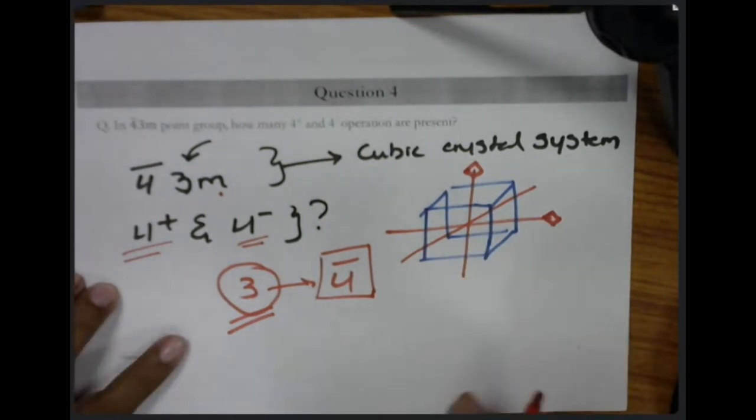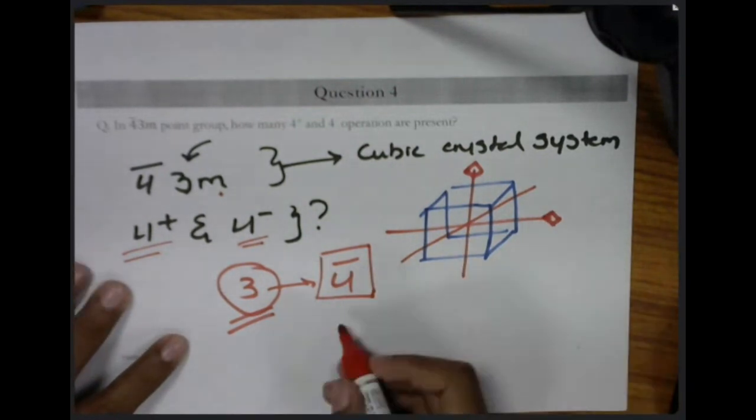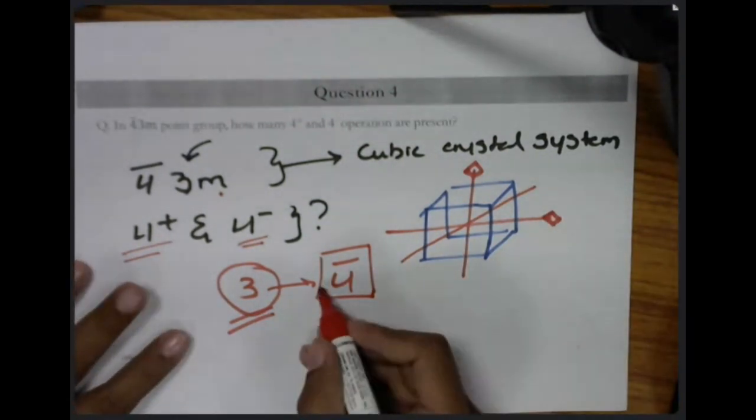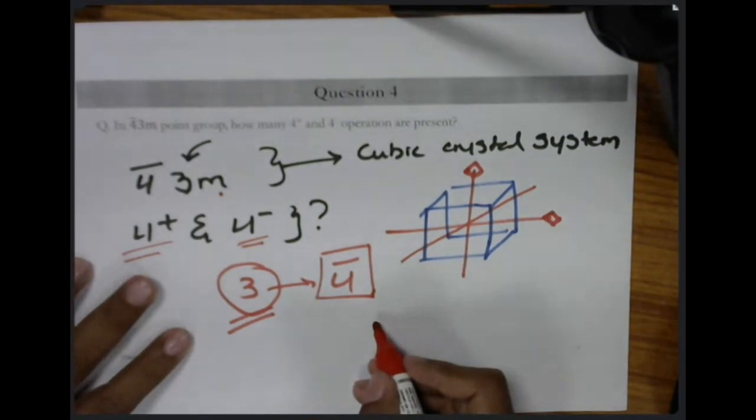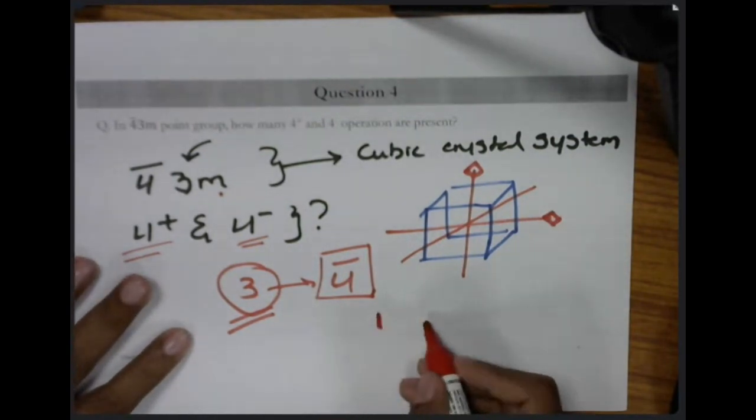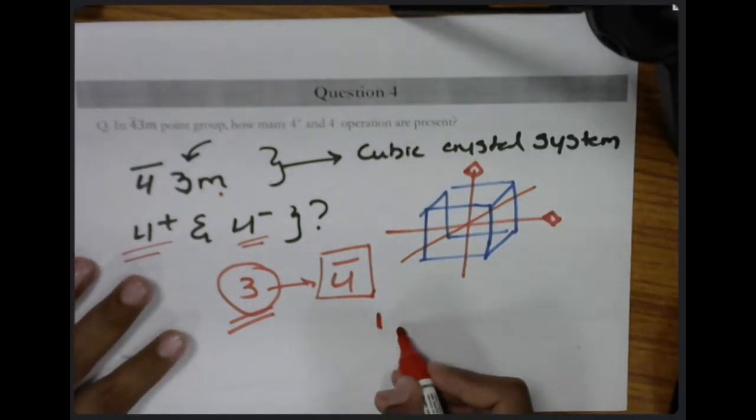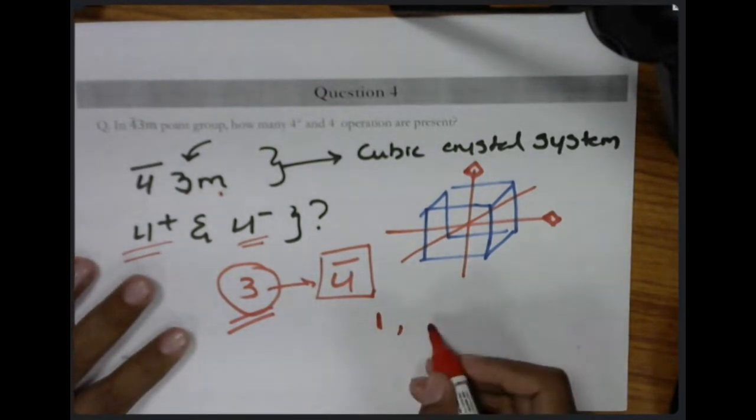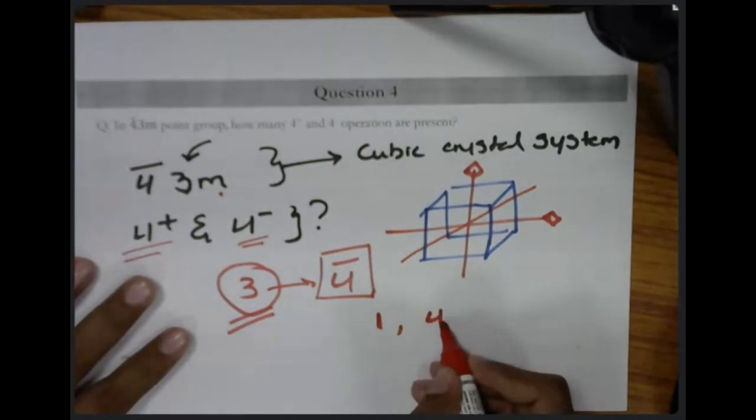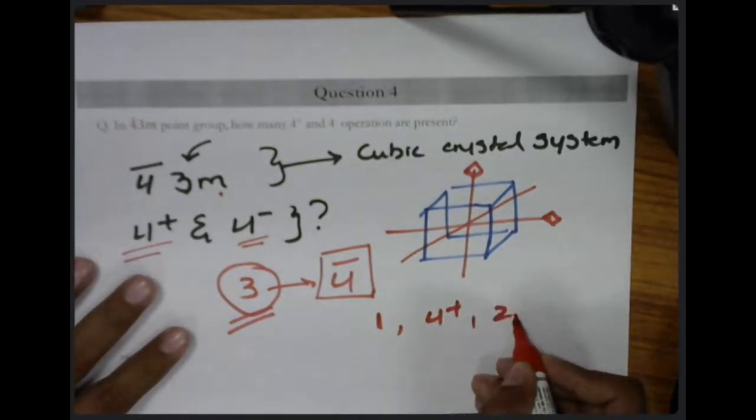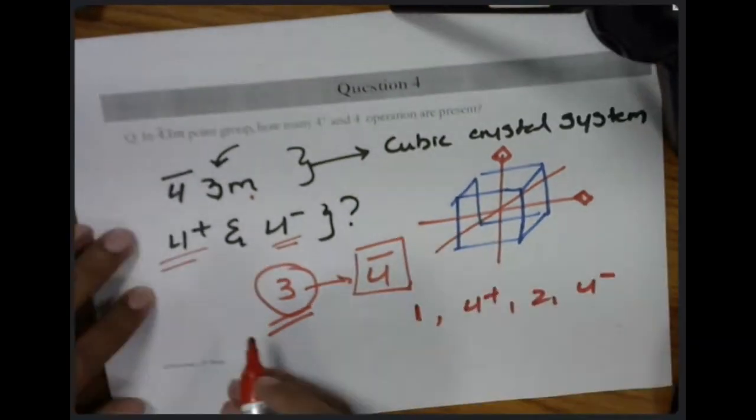So let's talk about the one axis only. For a time, let's talk only about the one axis. What we will get, 4 bar will give us one fold, one entire first point. Then it will give us the 4 plus, 2 and 4 minus.